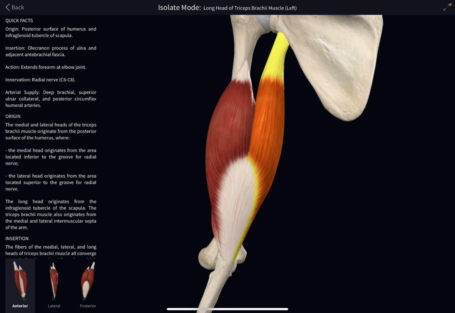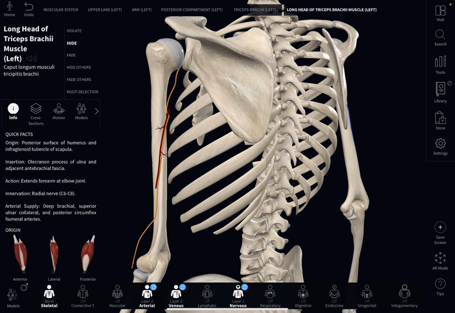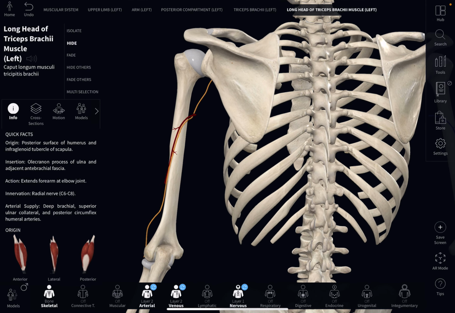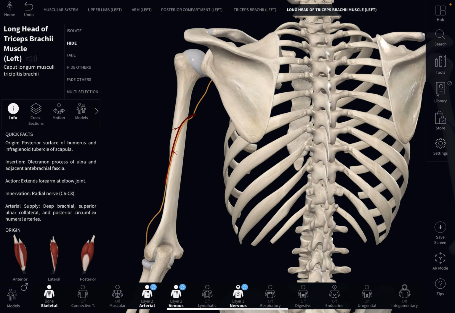Well, what we have here is the triceps brachii muscle. It has three heads of origin: a medial head, a lateral head, and a long head. The long head of the triceps brachii arises from the infraglenoid tubercle, the lateral head lateral to the spiral groove, and the medial head below and medial to the spiral groove. Okay, so here is the long head. I have hidden it.